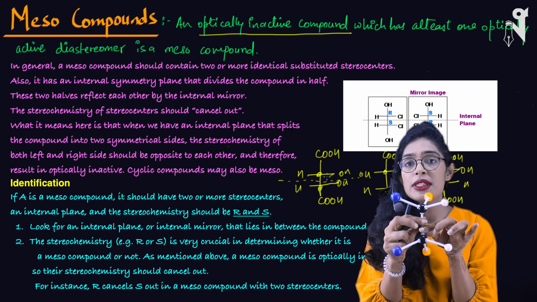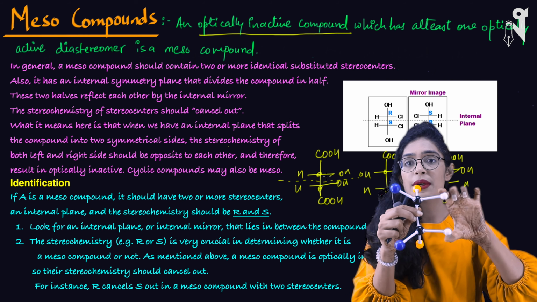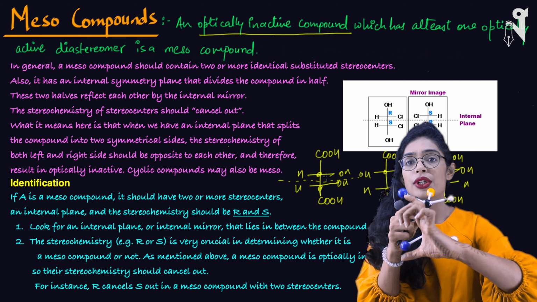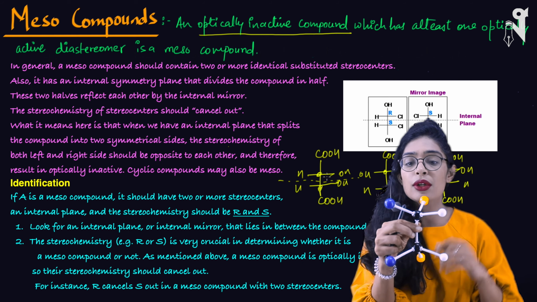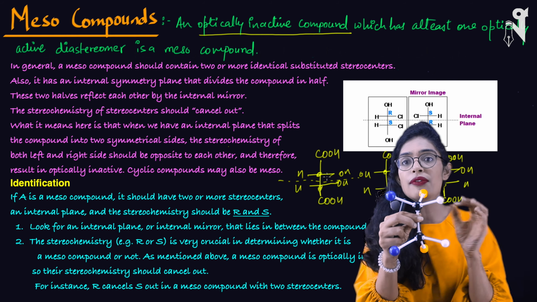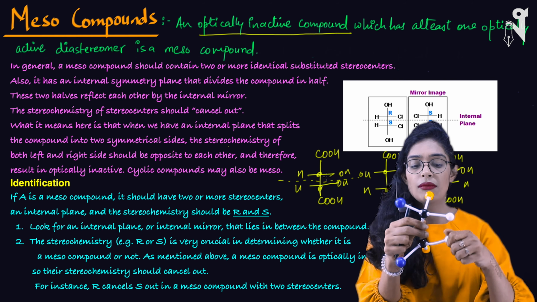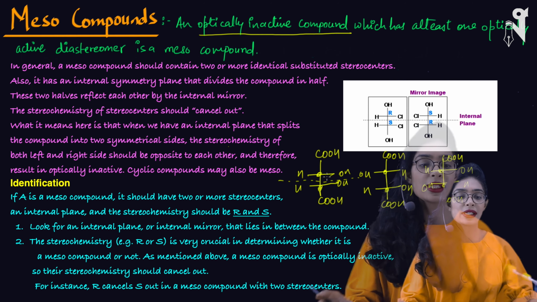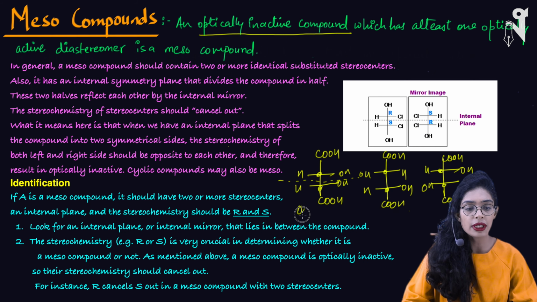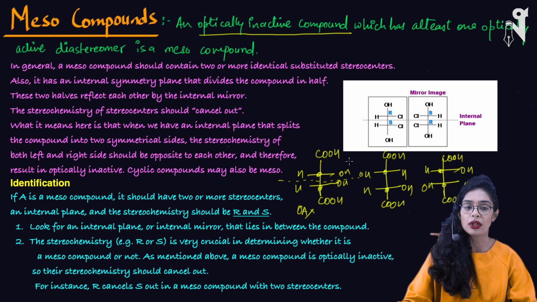So when you cut it from the center, because the two same groups are present over here, when you cut it from the center, from here, from this plane, what will happen? You will get the two mirror images. This part is the mirror image of this part. So this part is mirror image of this part, right? So basically plane of symmetry is there, so optical activity is not there in this molecule.